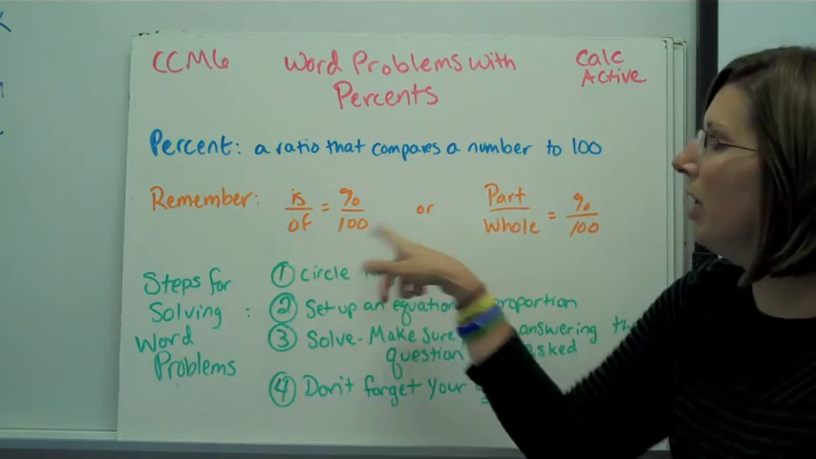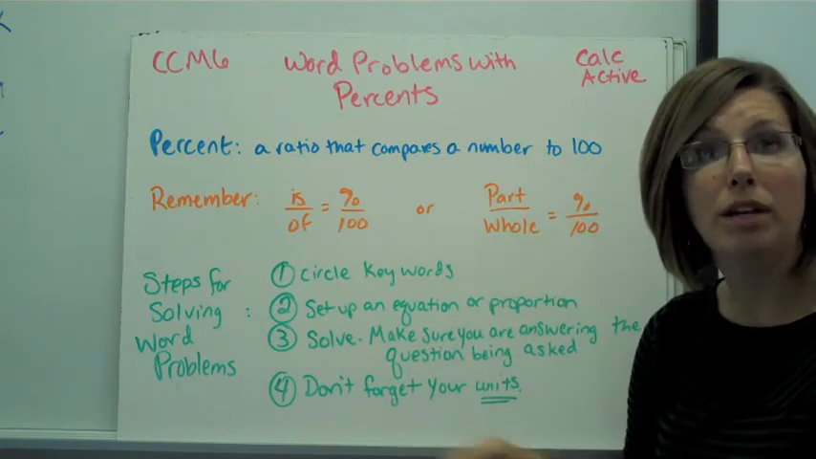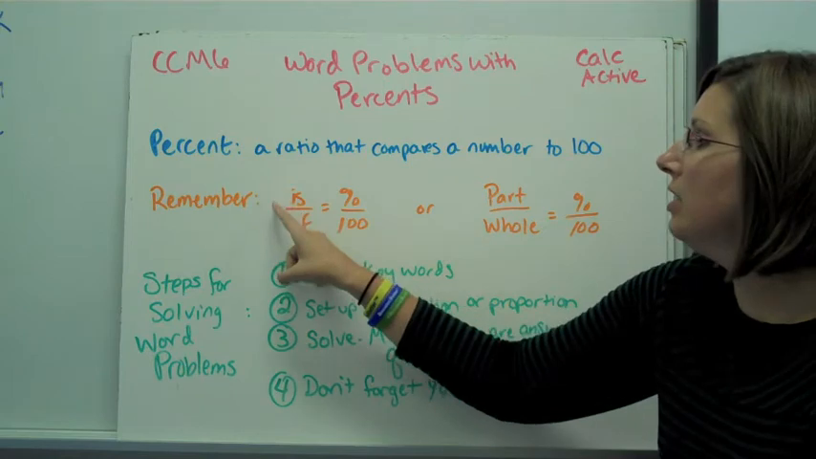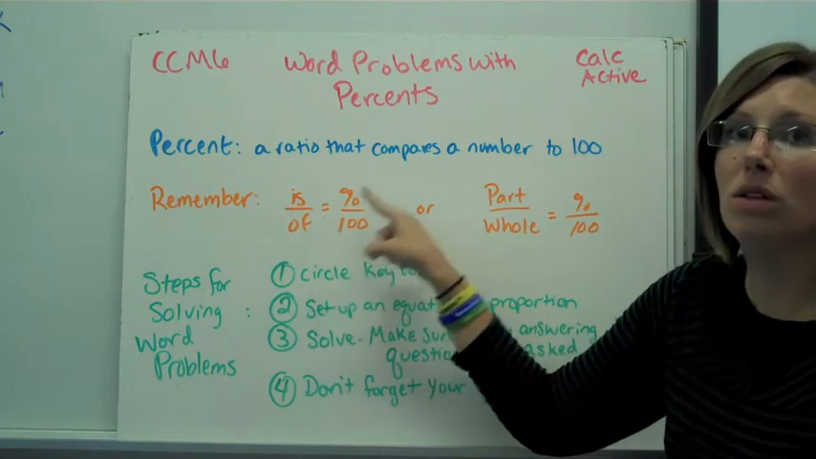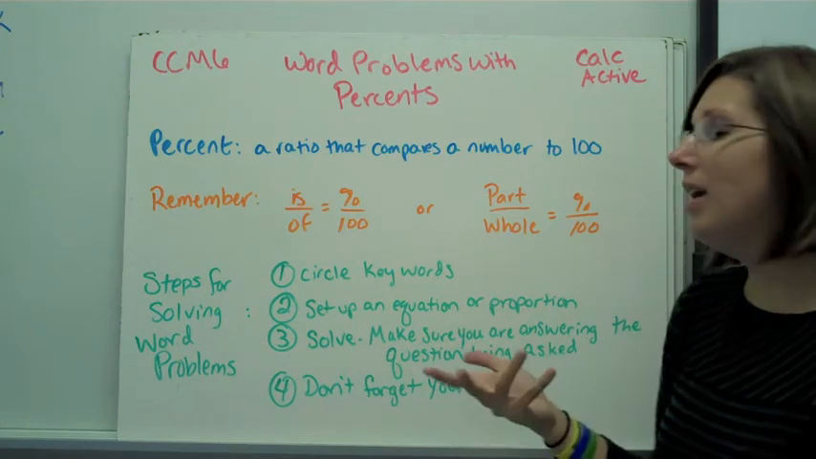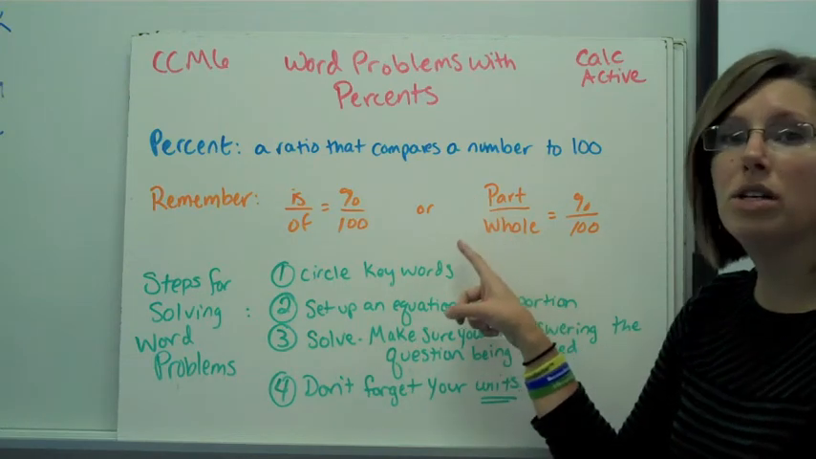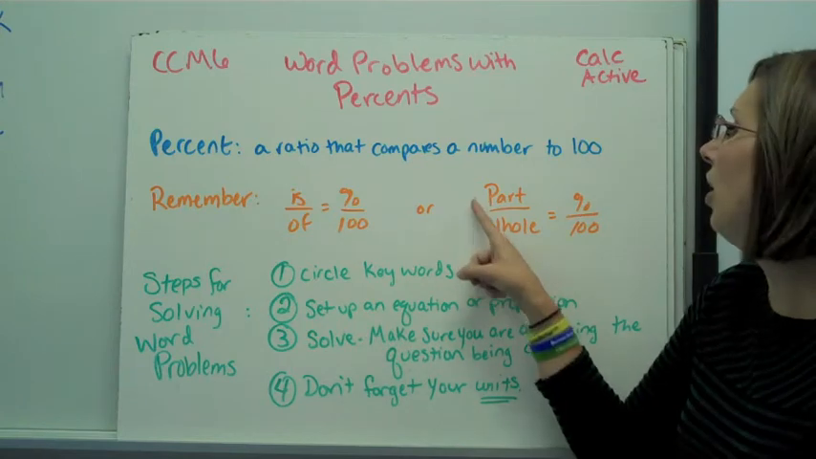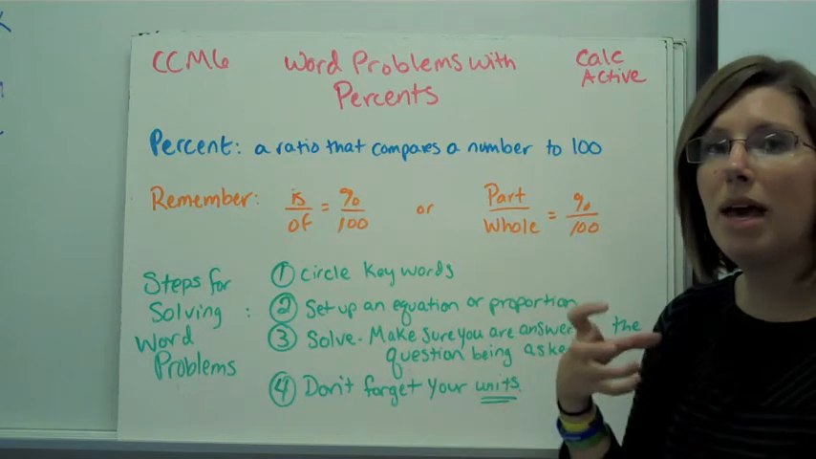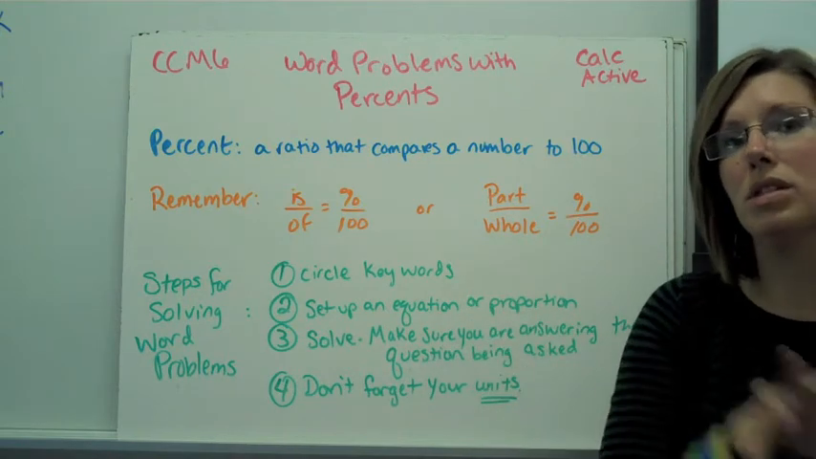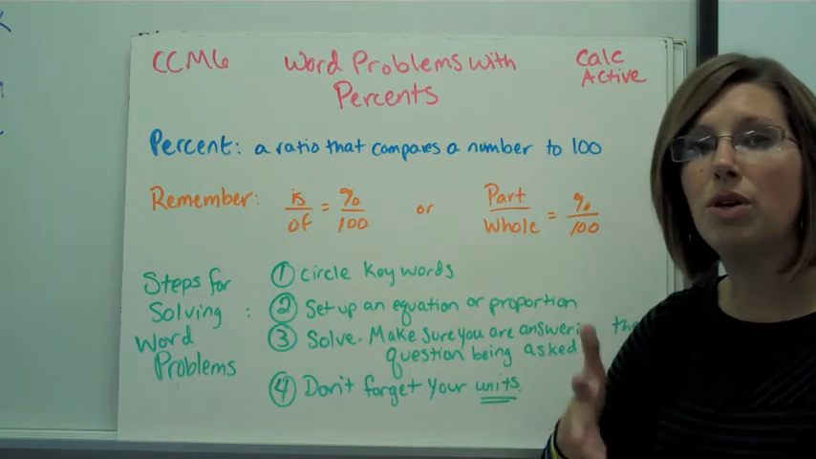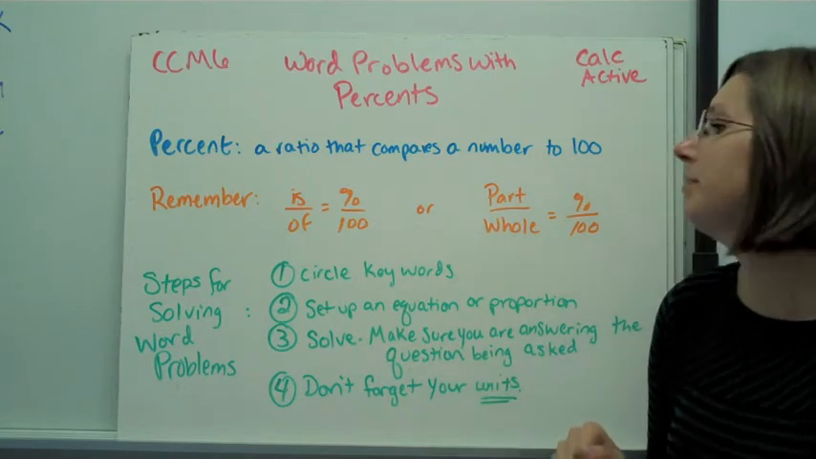Some things to remember is how we set up a proportion. We use keywords like is and of. So we put is over of, we set that equal to the percent over 100. For word problems, you might want to think about it in a part to whole ratio. So part over whole equals percent over 100. That might make the word problem make more sense when you're setting it up. We can also set up equations, and I'll show you how to do both in this lesson.